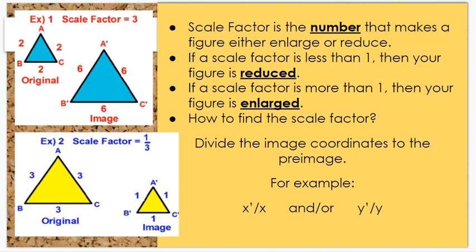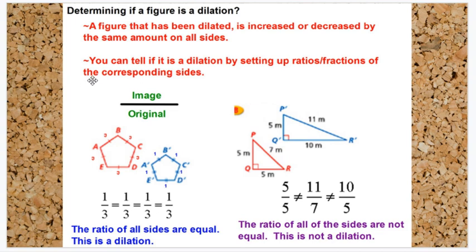And then to get that scale factor, we can determine if it was increased or decreased by the same amount on all sides. If so, it is a true dilation. But it has to increase every single side by the same amount. If it doesn't, then that means it's not a dilation. And it'll tell us by setting up these ratios. So let's have a look at that.